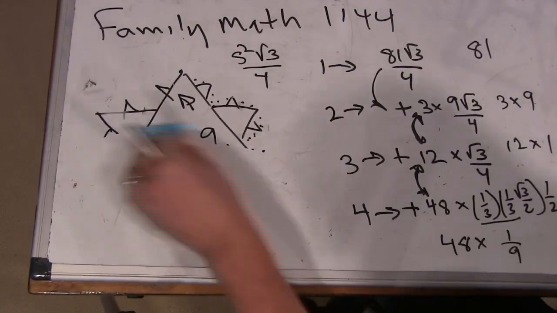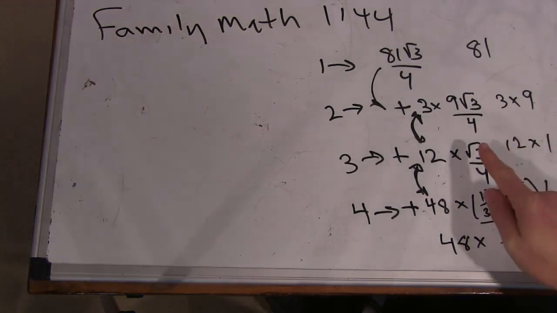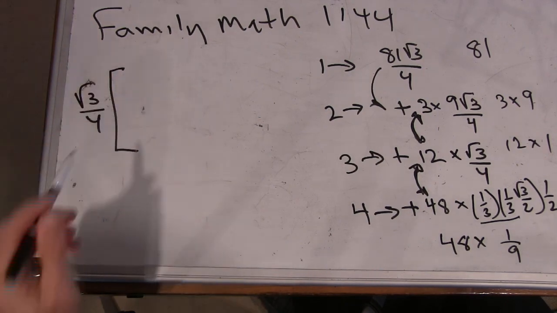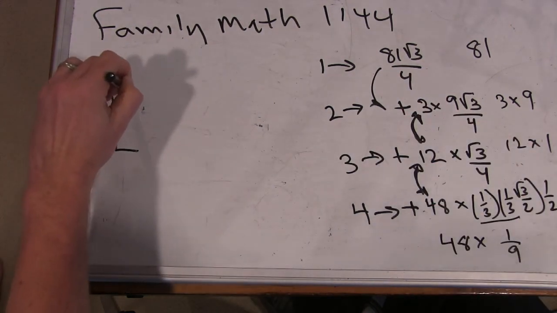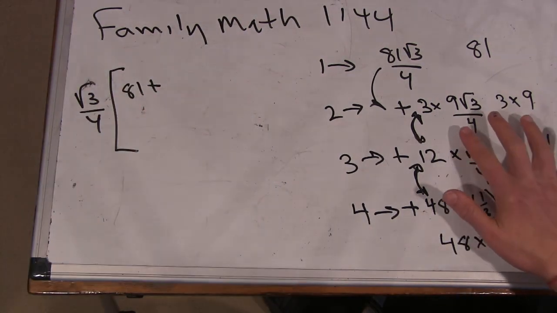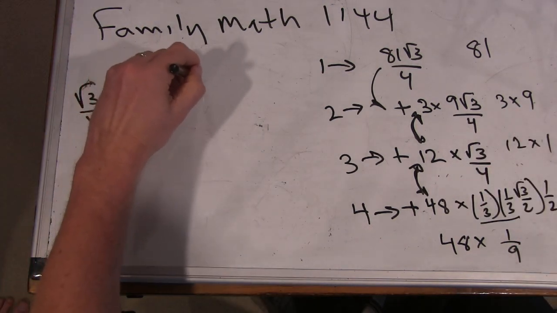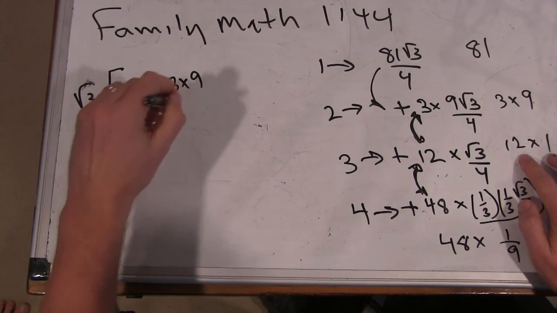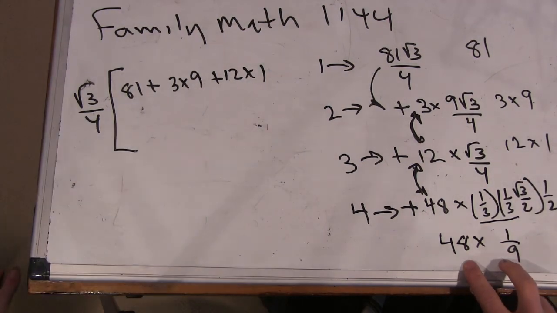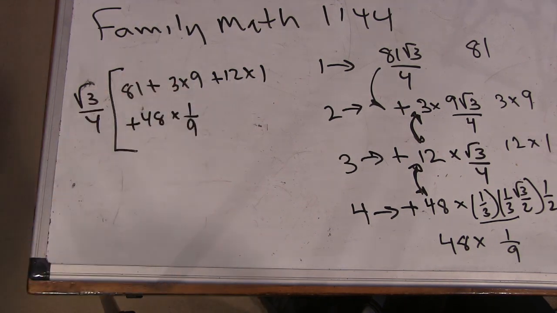So let's see if we can factor out the square root of 3 over 4. That always seems to be there. And we get 81. The pattern of multiplying by 4 really only starts later, but that's fine. So we get the 3 times 9, then plus 12 times 1, and then 48 times 1/9. Okay, so what do we think the next one of these is going to be?